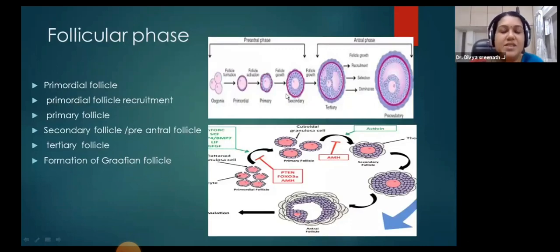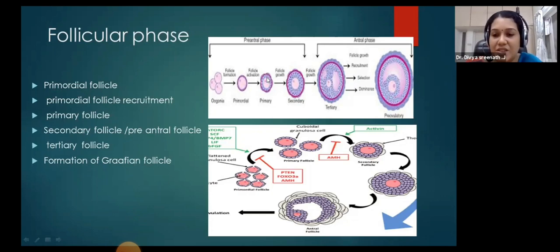In the follicular phase, as we already discussed, the primordial follicle develops into the primary, secondary, and tertiary or antral follicle. After this antral follicle, one follicle becomes the dominant follicle, the Graafian follicle. From the 5th to 7th day after the first day of menstruation, one follicle is selected as the dominant follicle. We usually do a follicular study to assess the growth of the follicle, especially from the 10th day of menstruation.